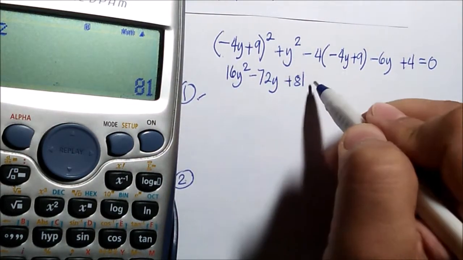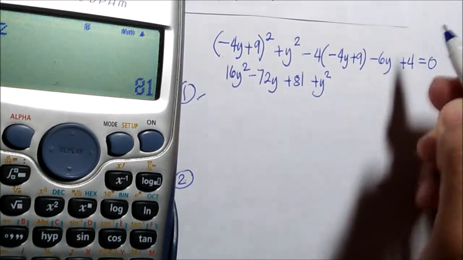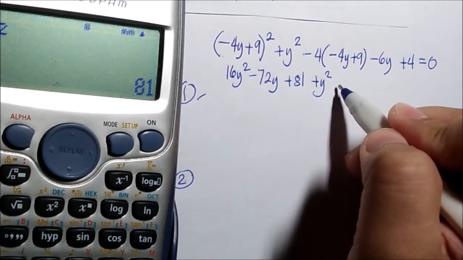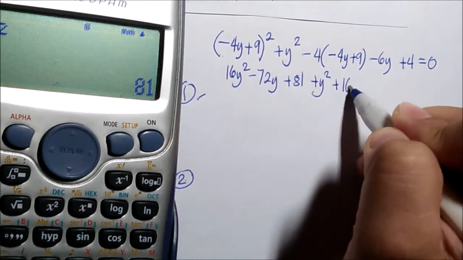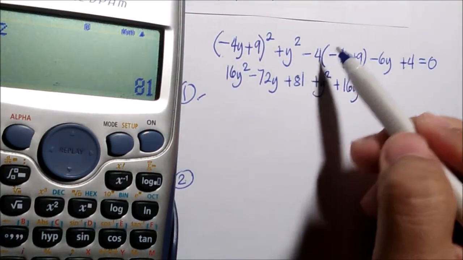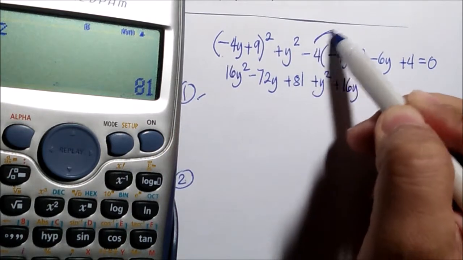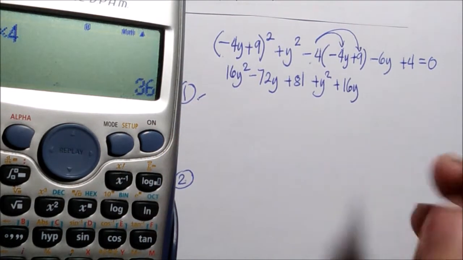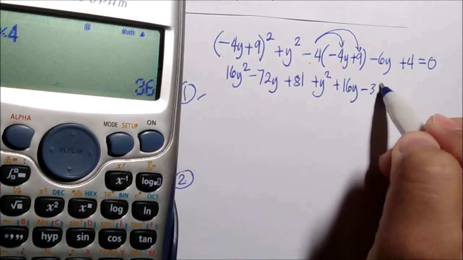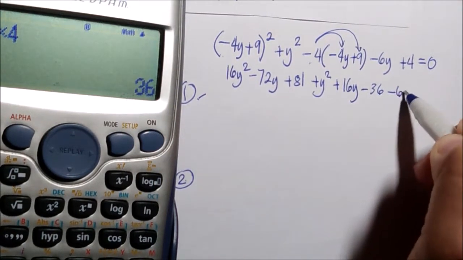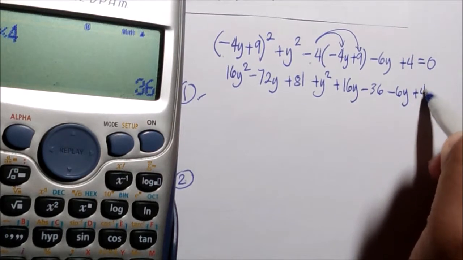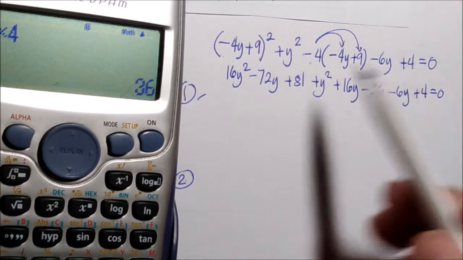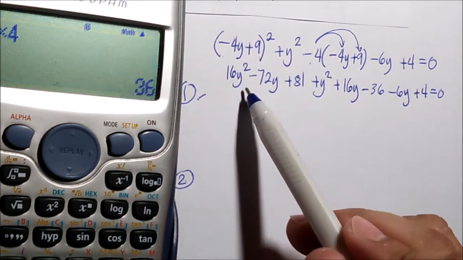Okay, may I continue? Plus y squared. Then negative 4 times negative 4y, we have positive 16y. Then, okay, we will multiply this. Negative 4 times 9, minus 36. Continue, minus 6y plus 4 equals 0. Let me double check. Okay.